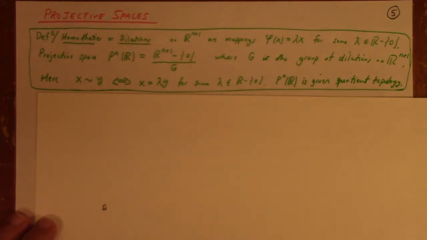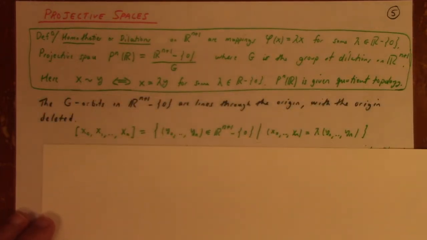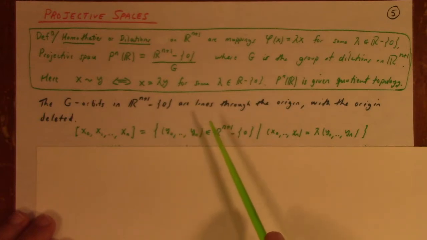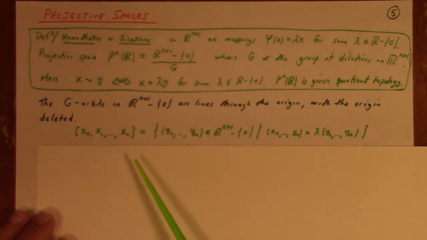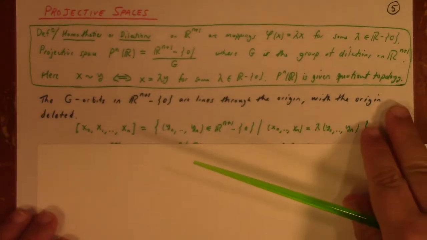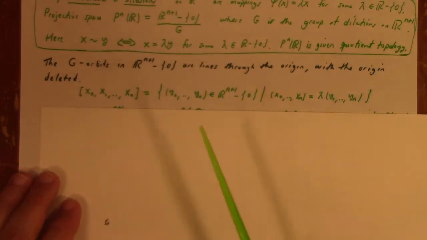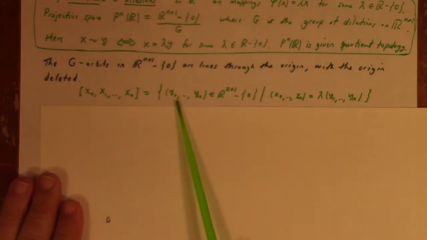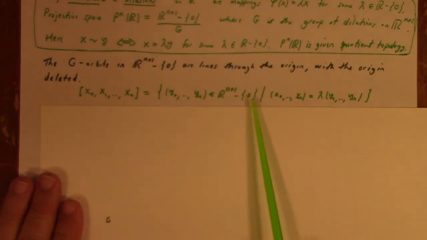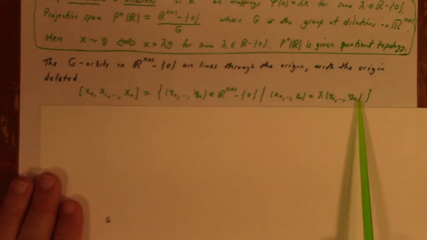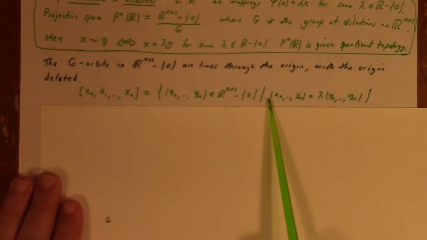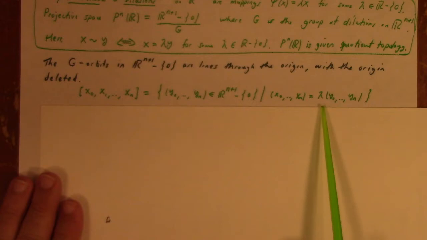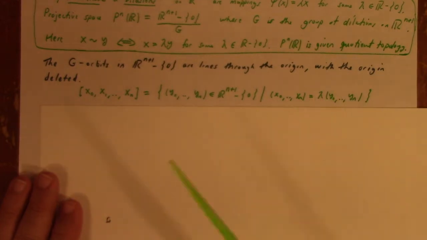All right. So the orbits are lines through the origin with the origin deleted. And the notation that's commonly used here is this bracket x0 through xn, which is the points in R n plus 1 that are rescalings of x, essentially. You could put the lambda on either side, doesn't matter. Just 1 over lambda over there, same difference. But the lambda has to be non-zero.